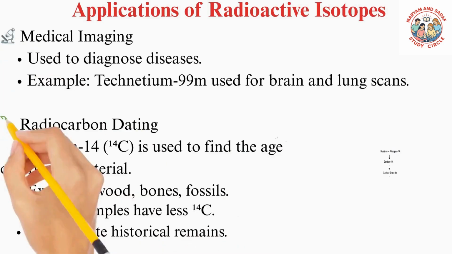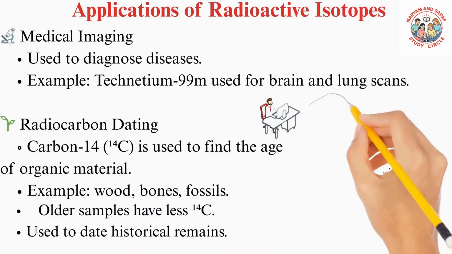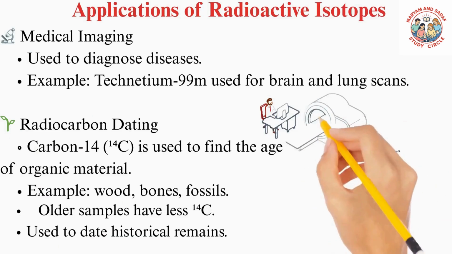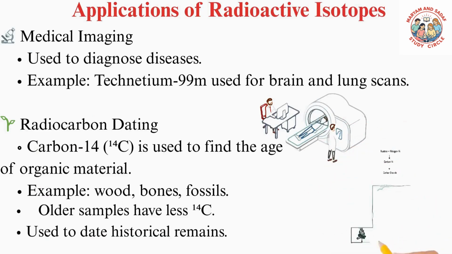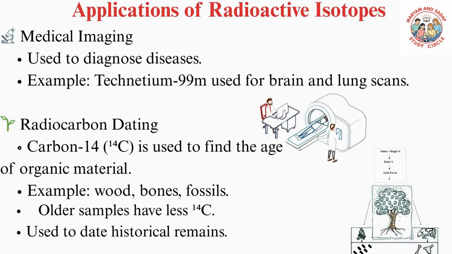Carbon-14, C14, is found in all living things. When something dies, it stops taking in carbon and the C14 inside starts to decay. By measuring how much C14 is left, scientists can tell how old the object is.